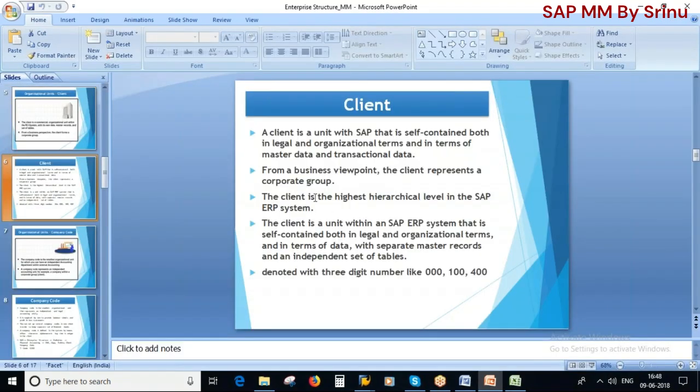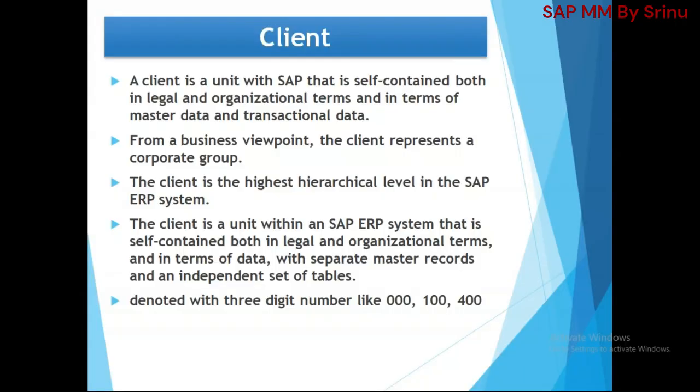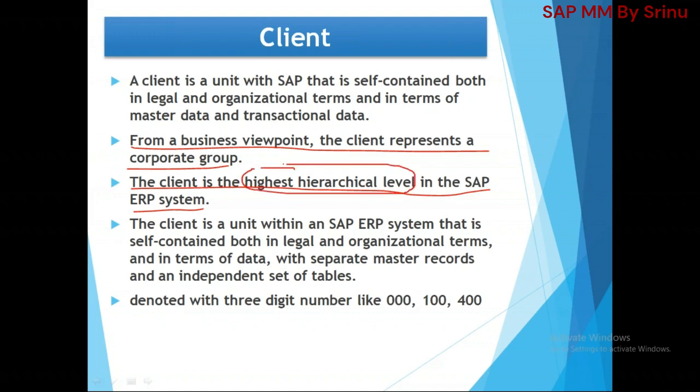From a business viewpoint, the client represents a corporate group, and in the SAP system, the client is the highest hierarchical level in the SAP ERP system. From the organization structure point of view, it is the highest hierarchy, the topmost level. Normally in SAP, the client is denoted with a three-digit number like 000, 100, and 400.